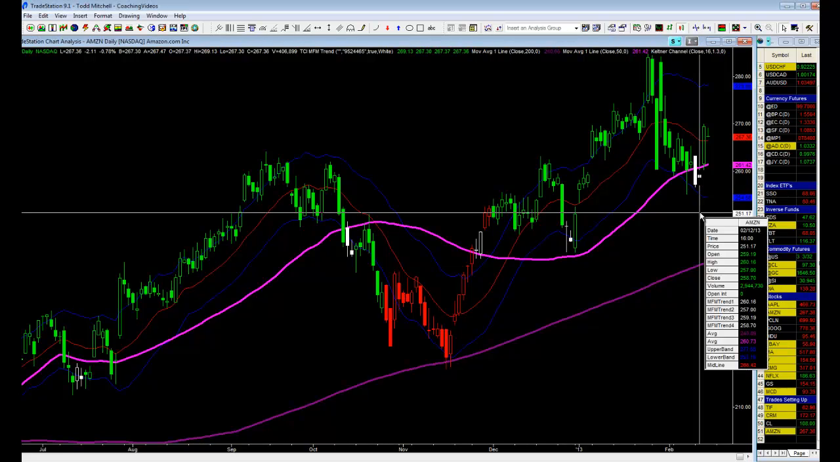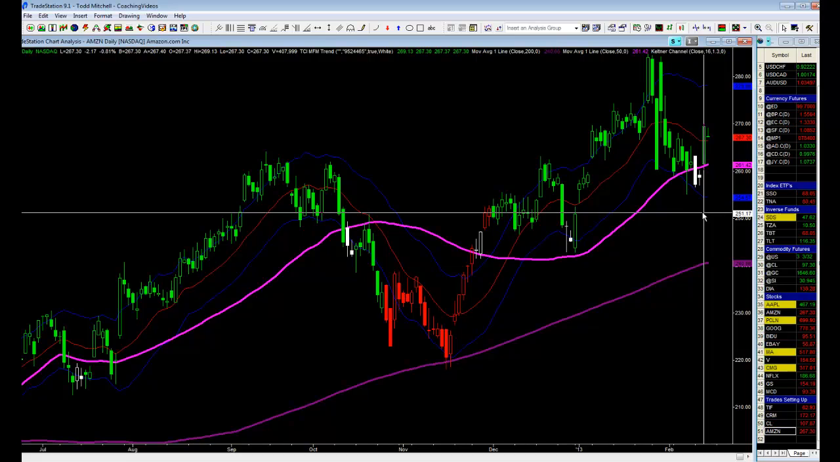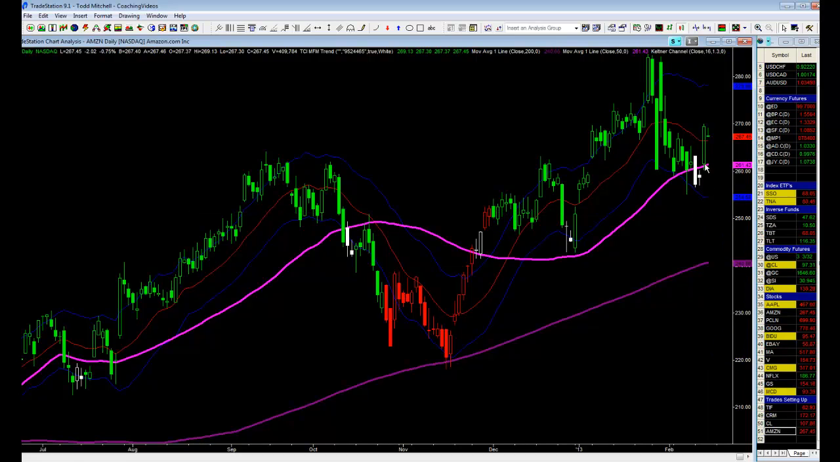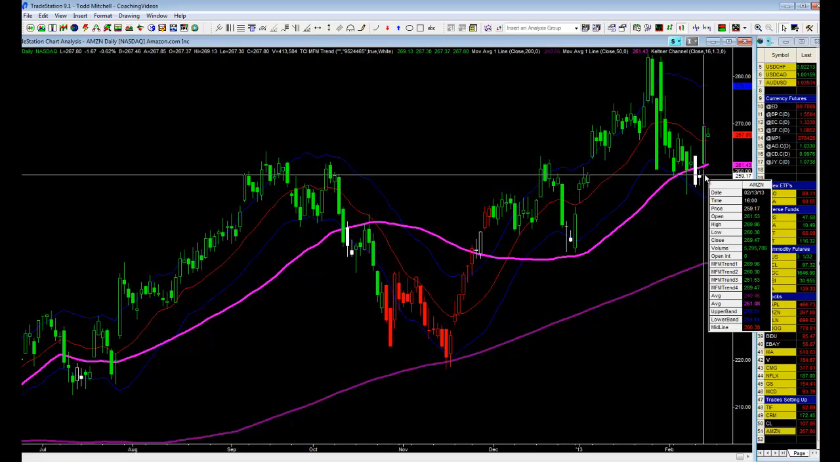20 cents above yesterday's, the 12th's high, which was 260.16. So 20 cents above, it's 260.36, okay? The market opened up the next day at 261.53. So as soon as I saw it open, I threw in a buy limit to buy Amazon at 260.36. The market came down, got me long.